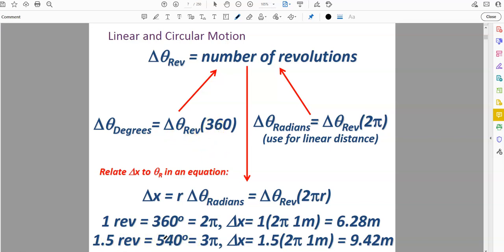So it's a real easy and simple way to look at motion if you keep it simple. Just the number of revolutions times 2 pi r. Okay, and if you need to convert to radians, it's just the number of revolutions times 2 pi, or it's the number of revolutions times 360 degrees. Okay.